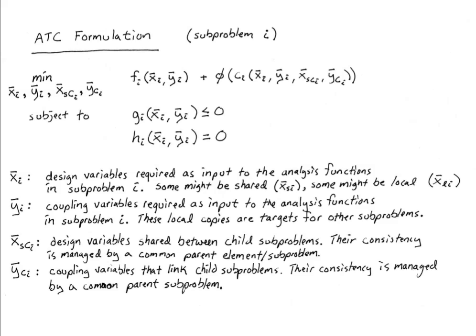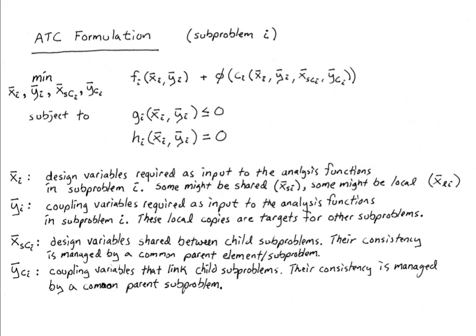Often relationships in engineering design problems are hierarchical and fit nicely with ATC solutions. However, many engineering design problems do have non-hierarchical relationships in their analysis structures. It is still possible to solve many of these system design problems using ATC. For example, if two child subproblems share a variable or have a coupling variable pass between them, these relationships can be managed by a common parent subproblem.